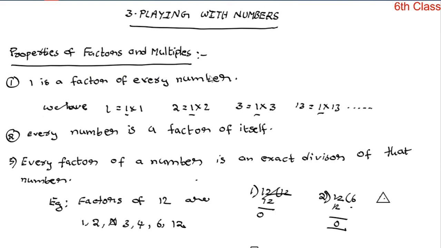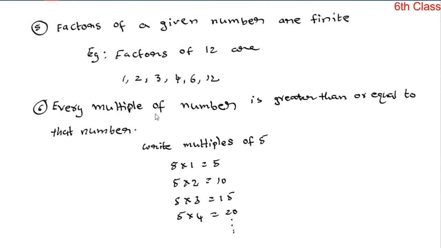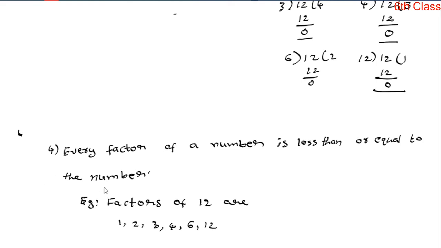One is a factor of every number, that is the first property. Every number is a factor of itself, that is the second property. Third property: every factor of a number is an exact divisor of the given number. Fourth property: every factor of a number is less than or equal to the number.